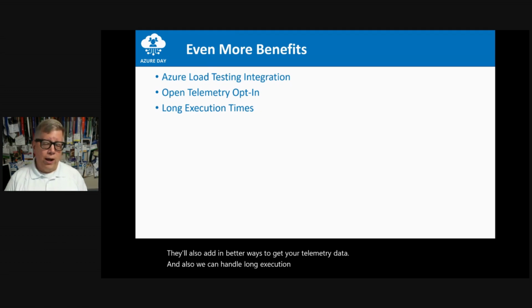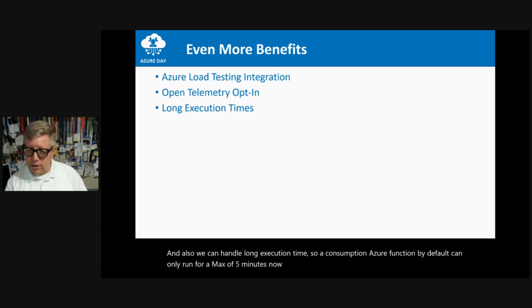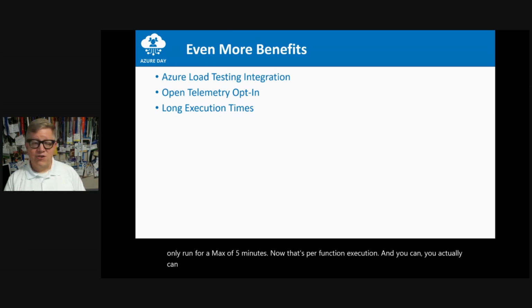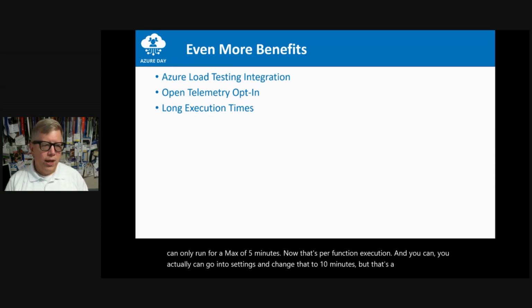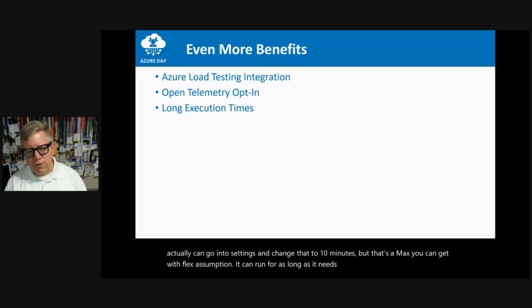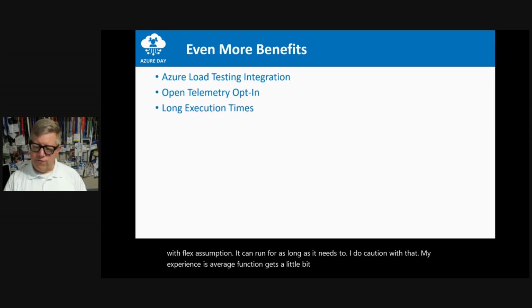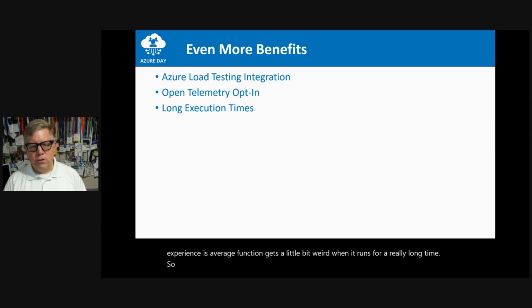A consumption Azure function by default can only run for a max of 5 minutes. That's per function execution, and you can actually go in the settings and change that to 10 minutes, but that's the max you can get. With flex consumption, it can run for as long as it needs to. I do caution you with that. My experience is Azure Functions get a little bit weird when they run for a really long time, so you need to watch out with that. With that being said, there is Durable Functions, the idea of splitting that work up, and that's one way of handling it.